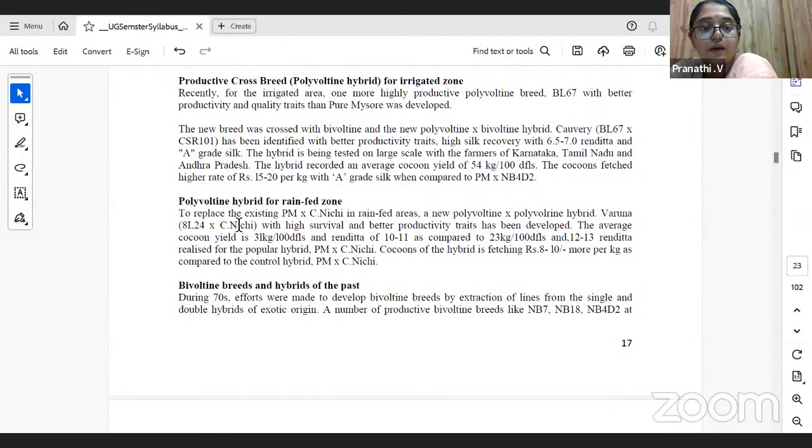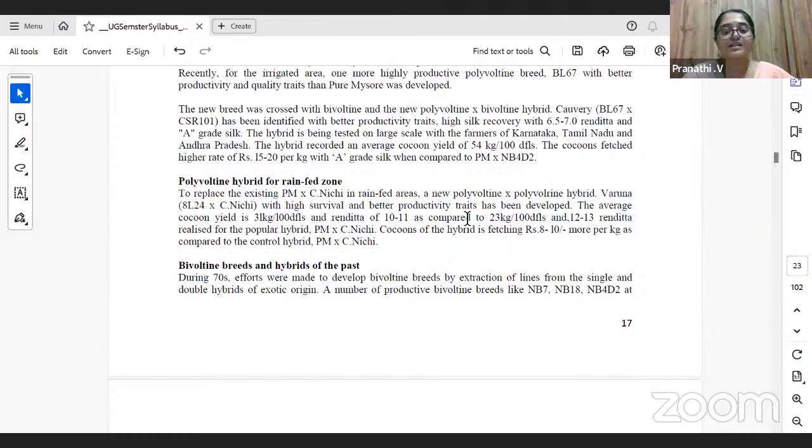In the rain-fed zone, you get to see that the existing PM and C Nichi that has been in the rain-fed area has been replaced with new polyvoltine and polyvoltine hybrid. So you have a Varuna. Like I told you, rain-fed zone. So Varuna is the species, BL24 into C Nichi. This is the breed that is there. So it has a high survival, better productivity trait. And average cocoon yield is around 31 kilos per 100 DFLs. Rendita is around 10 to 11 as compared to the 23 kilos and 12 to 13 rendita realized from the popular hybrid. So your productivity has been more.